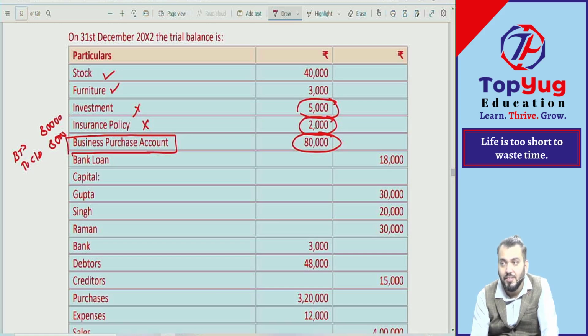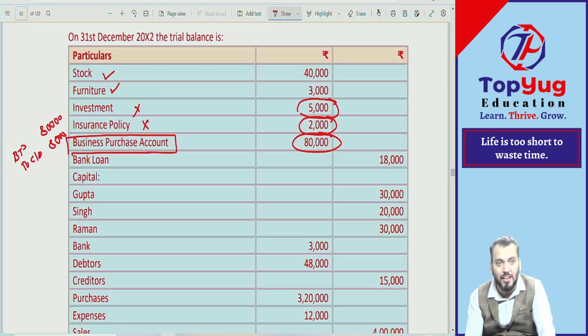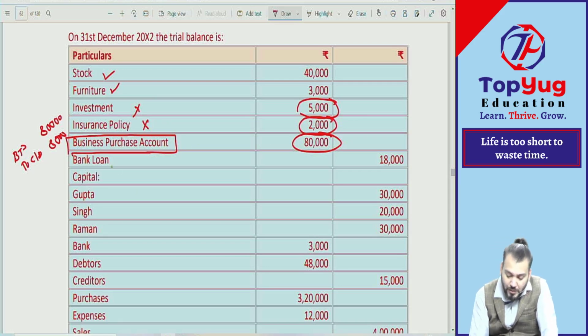They have done only one journal entry for payment. So what journal entry have they done? Business purchase account debit to cash or bank. Because of that reason, the business purchase account debit balance is coming. But we need to remove this account. We remove this account. Then the bank loan, what is the bank loan? This will also be removed.